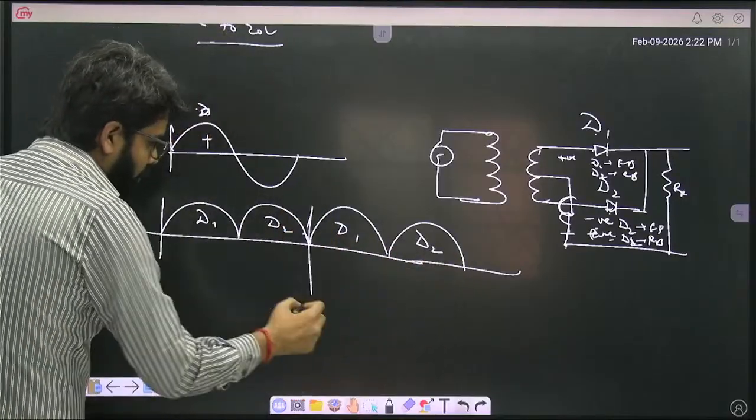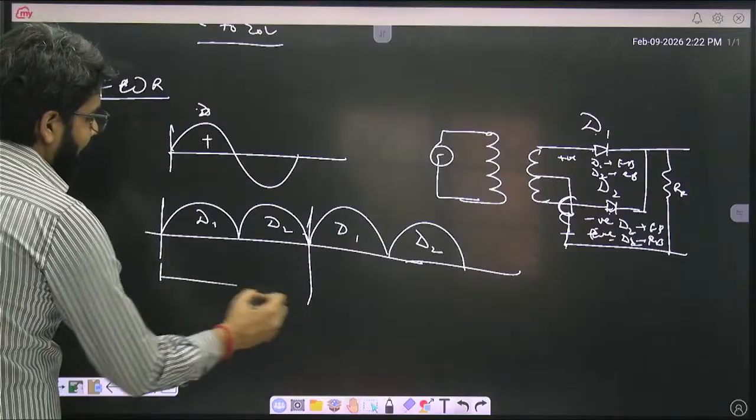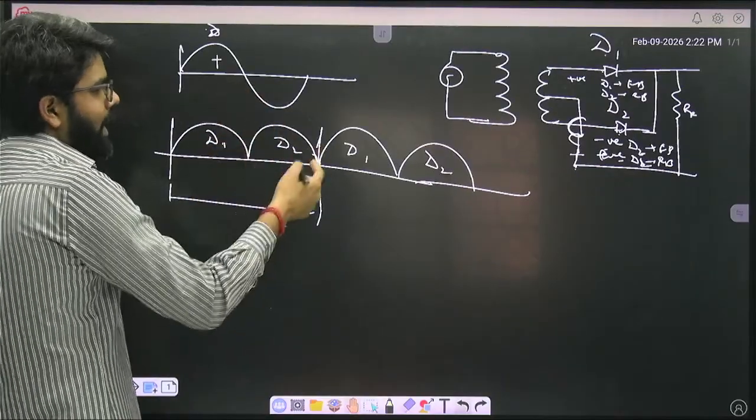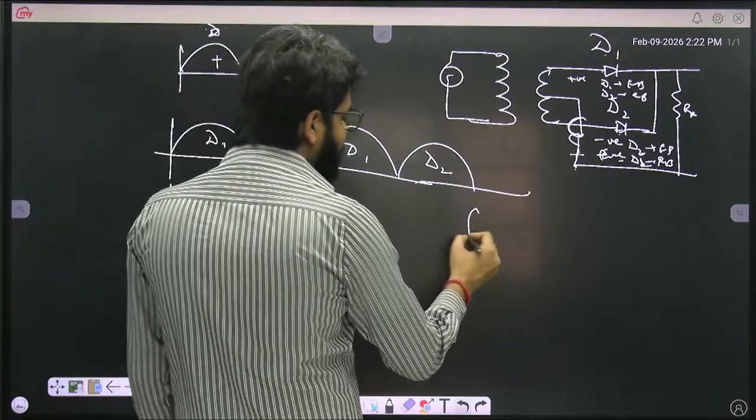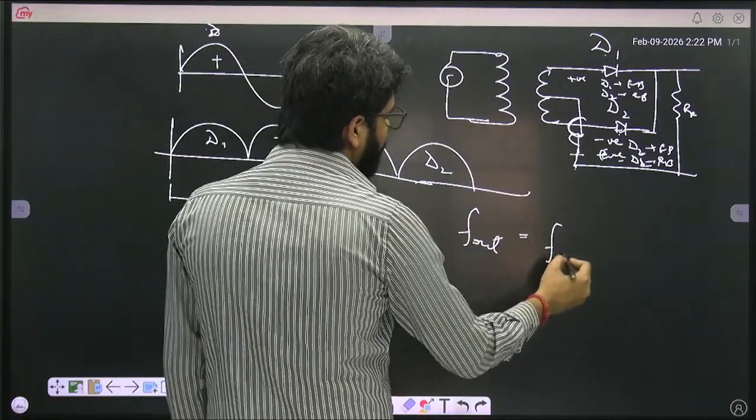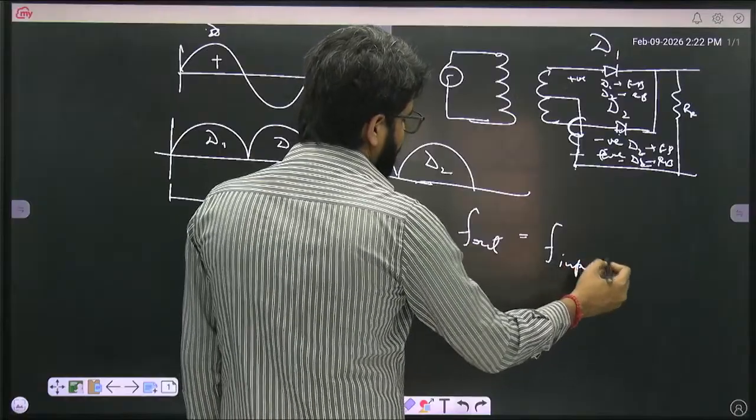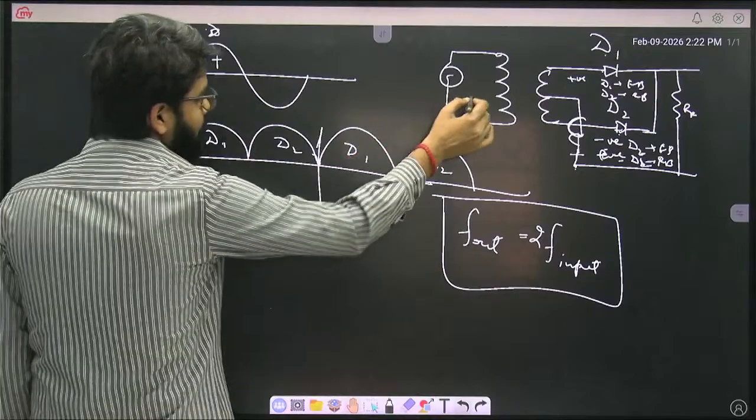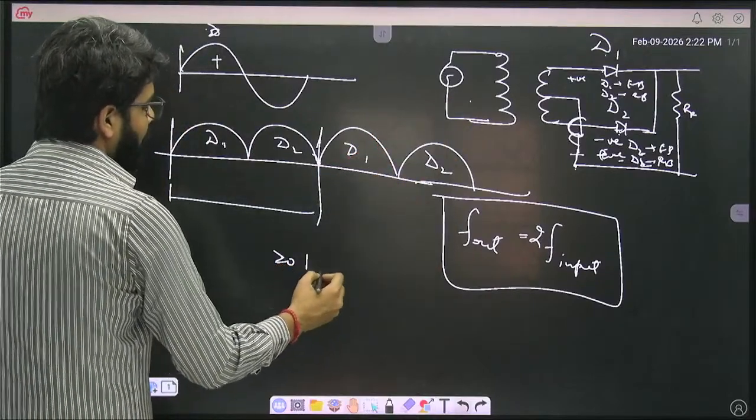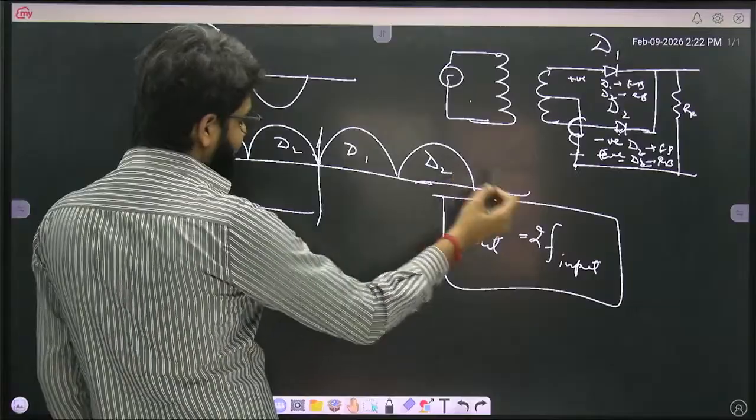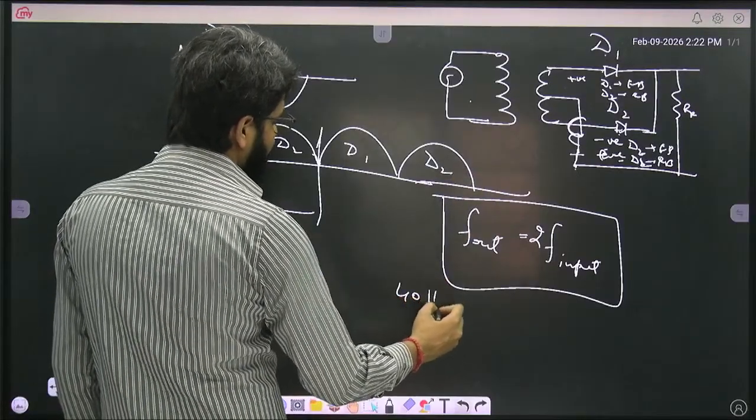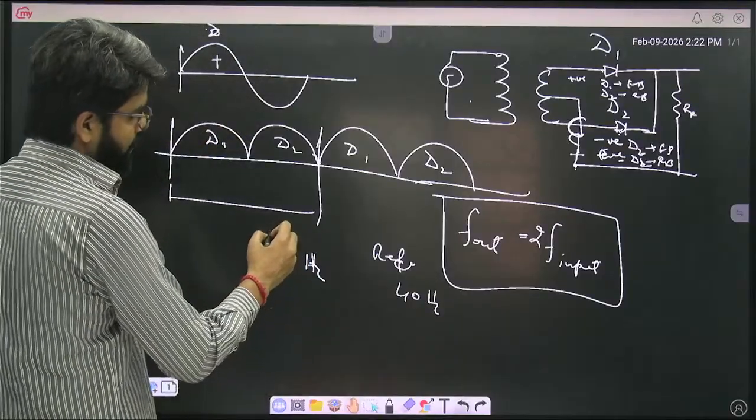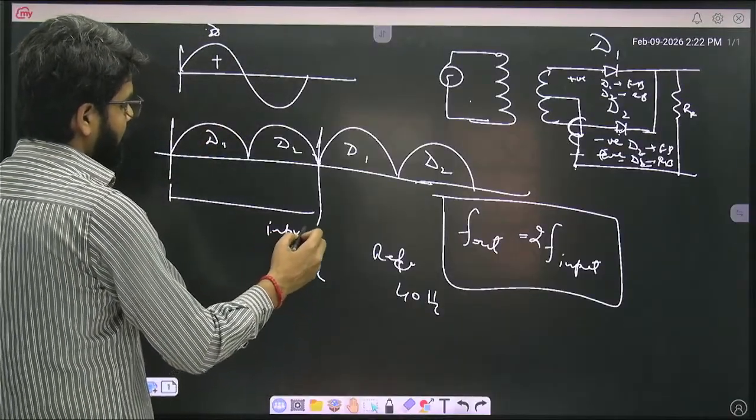Now you see that for each cycle of AC, we have two cycles of DC current. That is why the frequency of output will be double the frequency of the input. Suppose the frequency of the input is 20 Hertz, we will get a rectified frequency of 40 Hertz. This is the rectified frequency, and this is the input AC frequency.